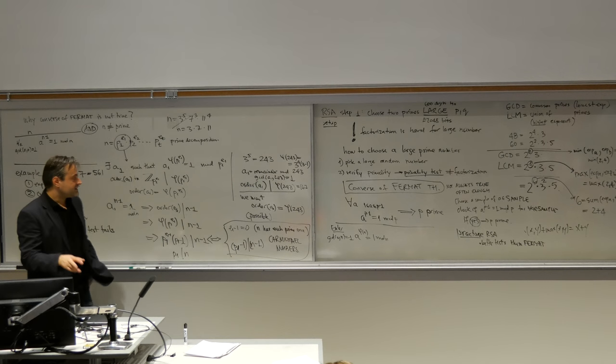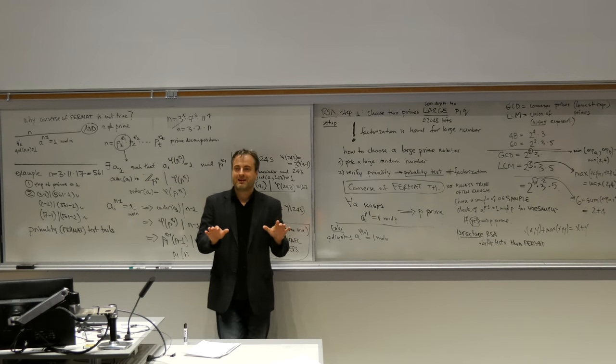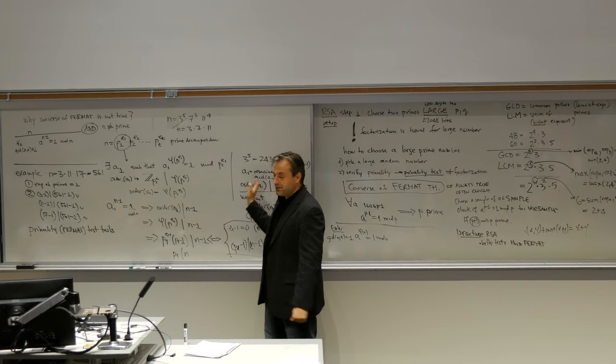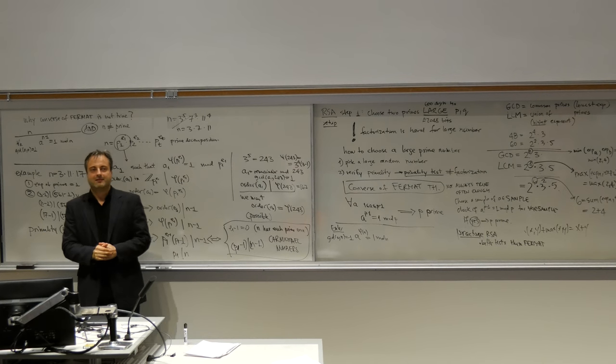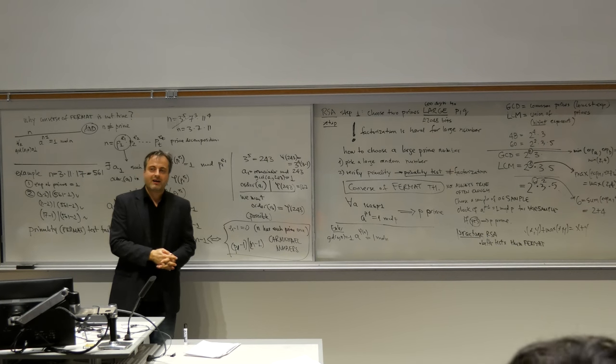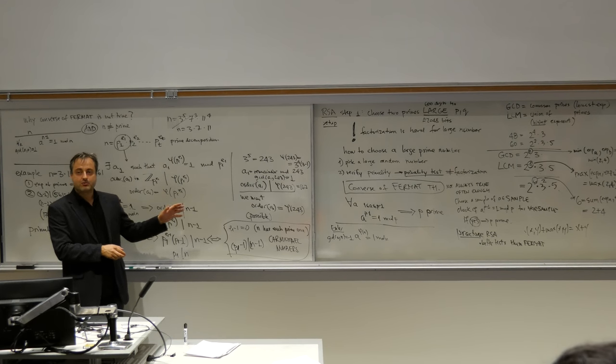Okay, so this is not undergraduate material, for anybody who's wondering, okay? These Carmichael numbers are way over what this class is. I just thought I'd give you a sense of why primality testing works this way.